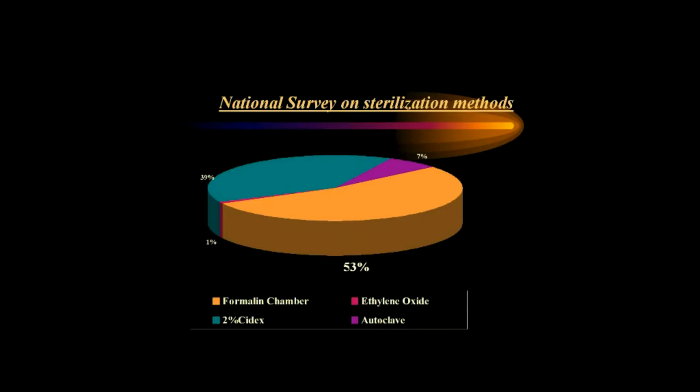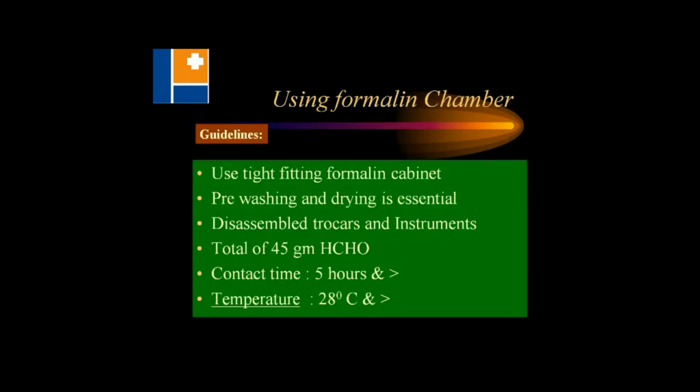I think it is mostly right, even this year 2016, that close to 50% of the people in our country rely on formalin chamber, either wholly or partly, to sterilize their laparoscopic instruments. And the commonest method of sterilization is by chemical disinfection, that is using 2% Cidex. They seldom use autoclaving or ethylene oxide for laparoscopic equipment. We usually discourage people using formalin chamber.